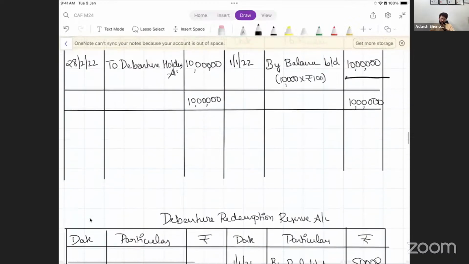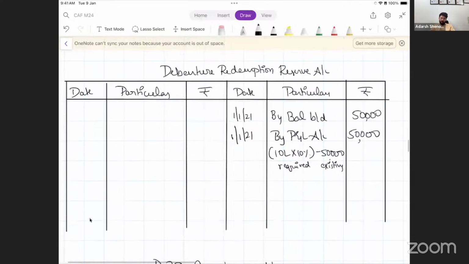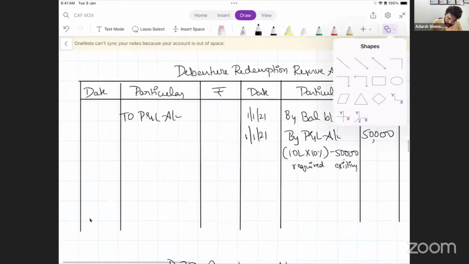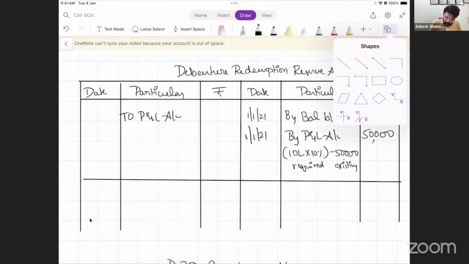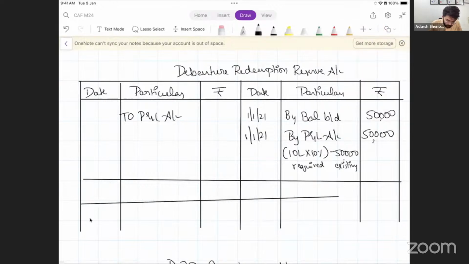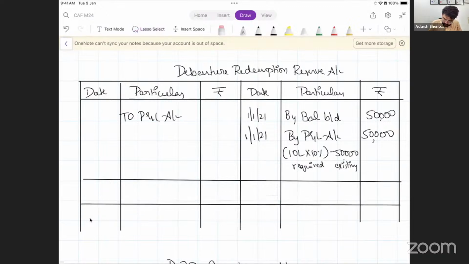So reserve account, transfer to P&L. P&L account, DRR account debit to P&L account. How much is the total reserve we have? Opening balance was 50,000, but then I created another 50,000 reserve, right? So total I have 1 lakh reserve, which will be transferred to the P&L.